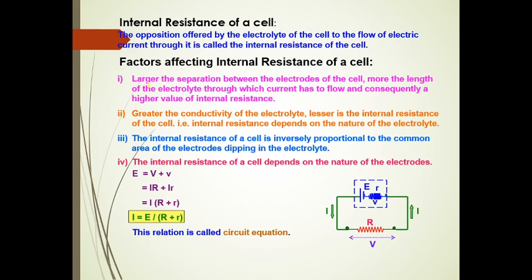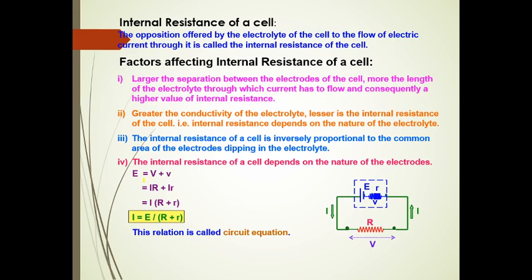So what are the factors affecting the internal resistance? When the separation between the two electrodes is larger, the internal resistance is higher. It depends on the conductivity of the electrolyte, and that depends on the nature of the electrolyte. Internal resistance is inversely proportional to the area of the electrodes.